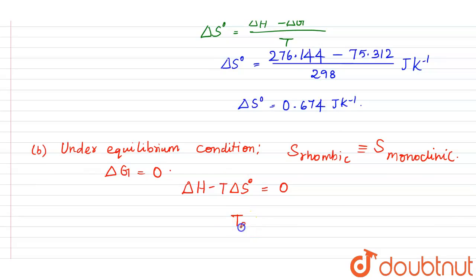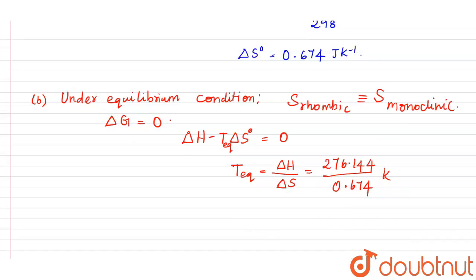T_eq is equal to delta H divided by delta S. Delta H is 276.144, and delta S is the value we calculated in part A, 0.674. When we calculate this, we get 409.70 Kelvin. That is the equilibrium temperature at which rhombic and monoclinic sulfur are in equilibrium with each other.